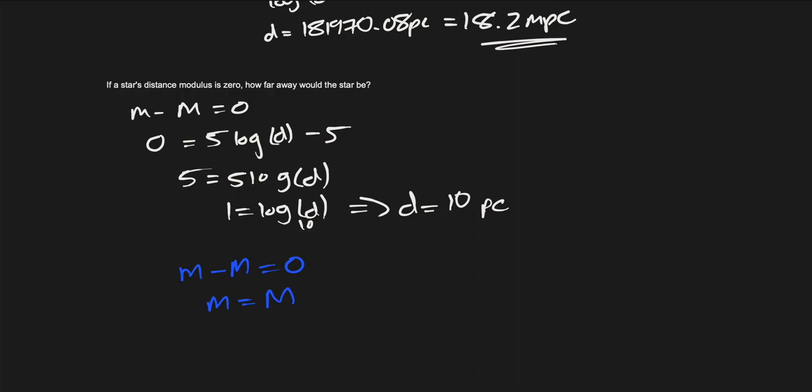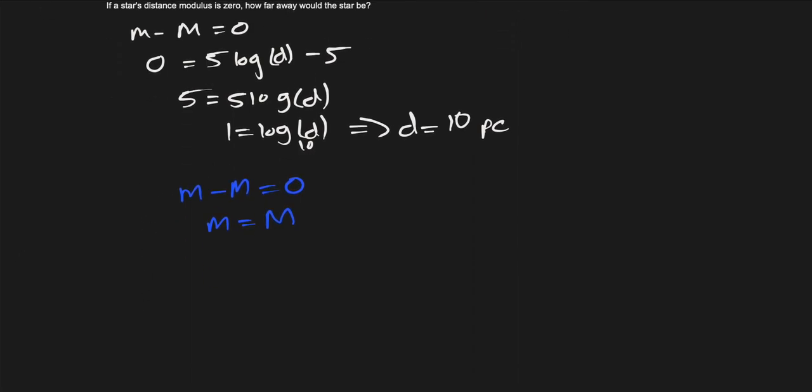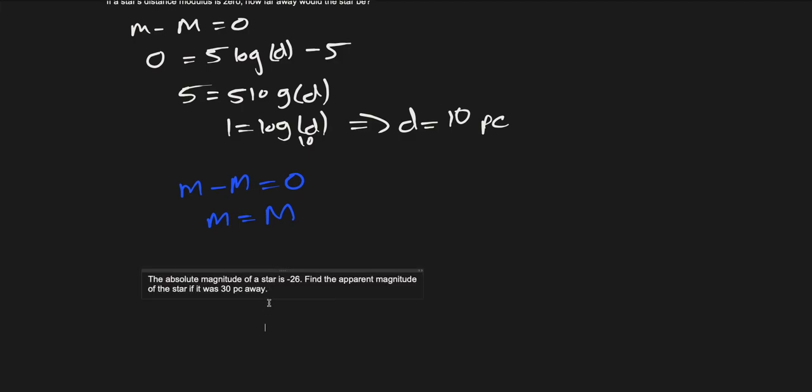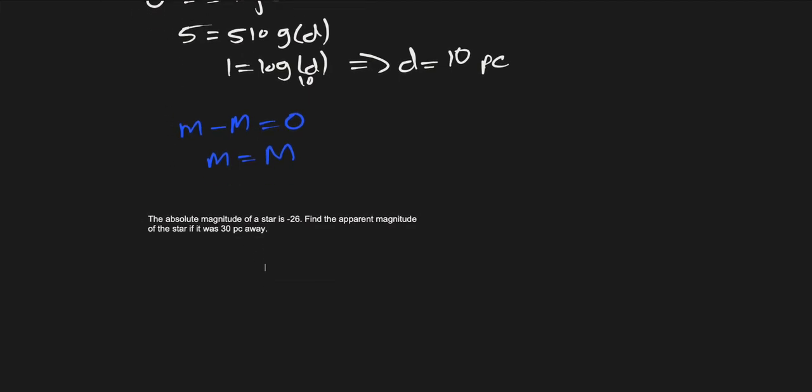So let's try another practice problem. But we're now given the distance and the absolute magnitude, and we're asked to solve for the apparent magnitude. The absolute magnitude of a star is negative 26. Solve for the apparent magnitude of the star if it was 30 parsecs away. So you can use the equation again.